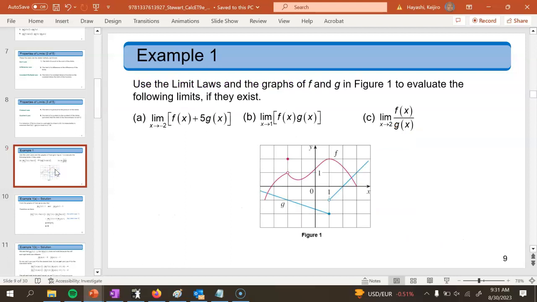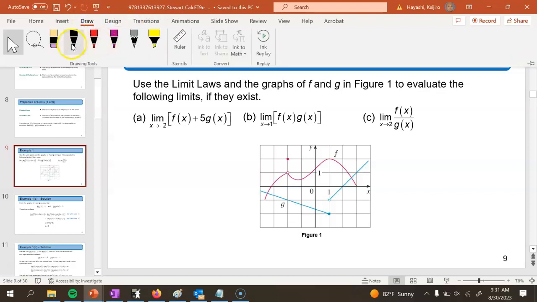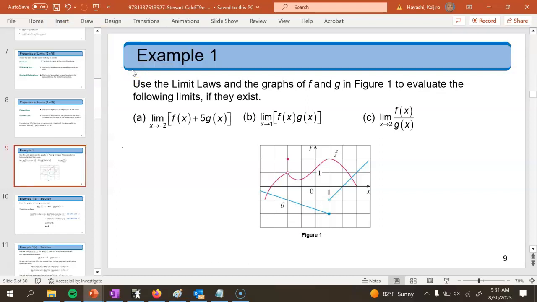Okay. So we're going to use this figure, this graph, where the red function is this function f and the blue function is the function g, to figure out these 3 limits. Okay.